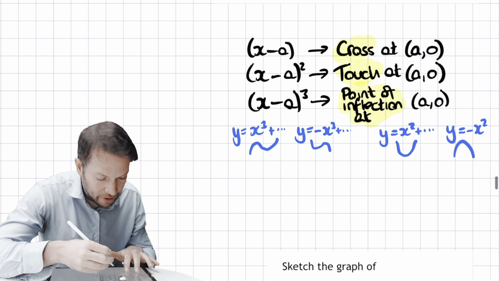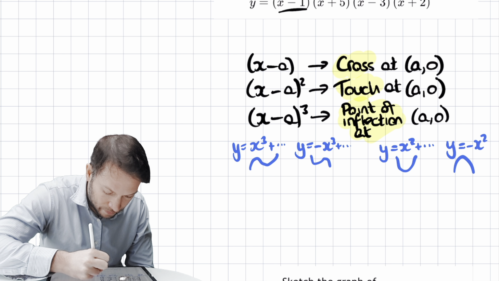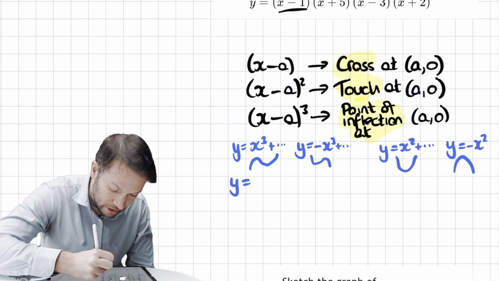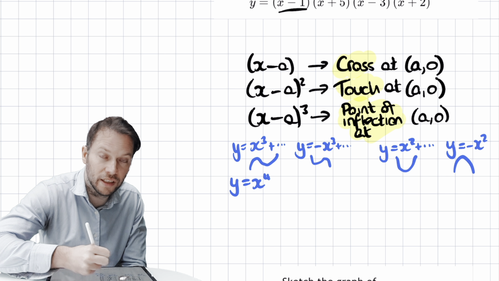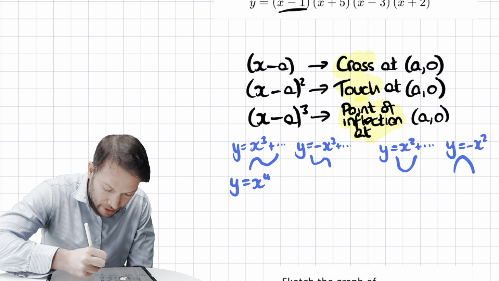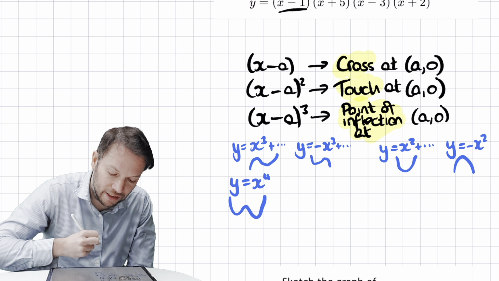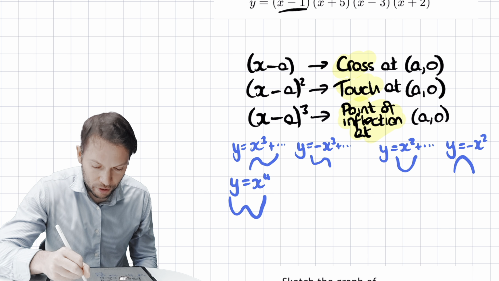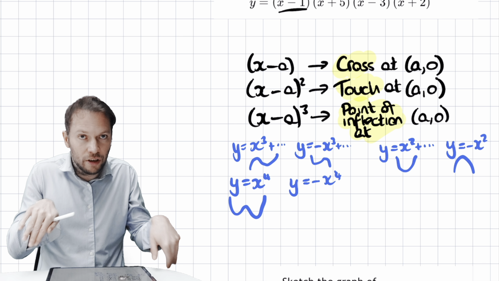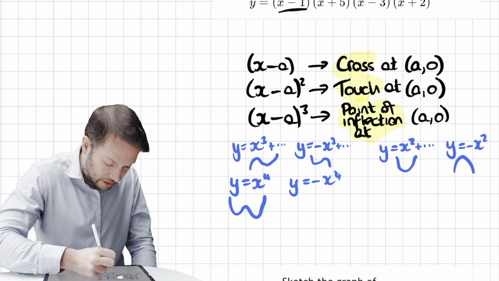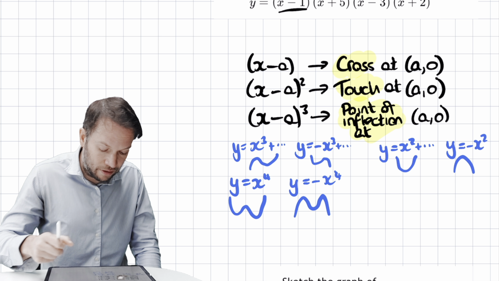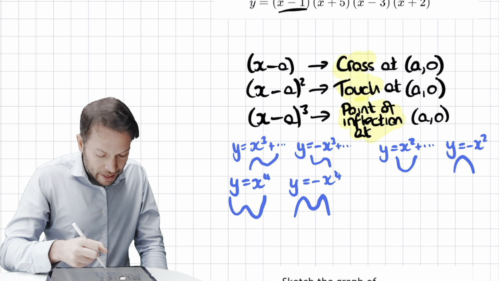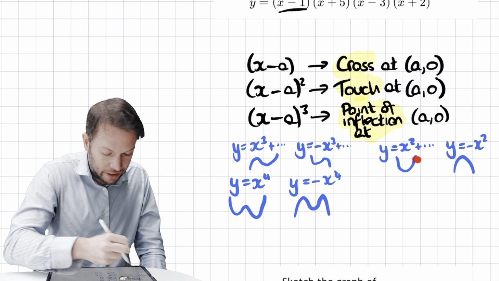And it's very similar with x to the 4 quartics. So if you have a positive quartic, it's basically going to be like that. So the arms are up, just like with a positive quadratic. And if you have a negative quartic like this, then the tail is going to go down at the end, just like with a negative quadratic. So it's going to be tails going down.